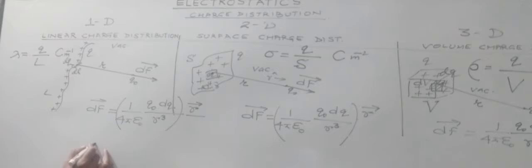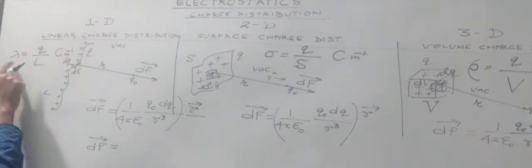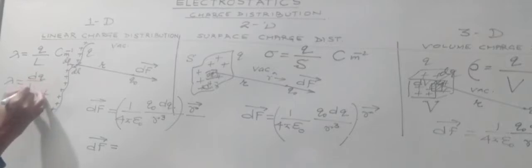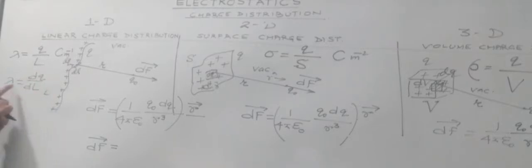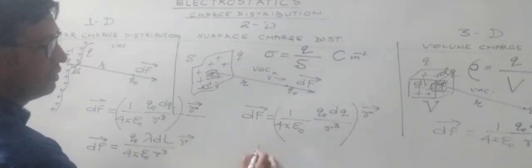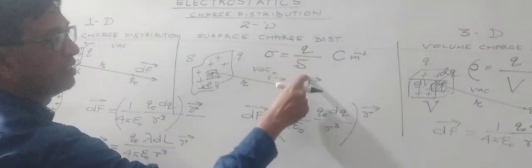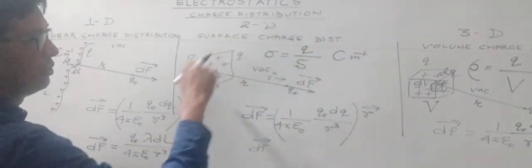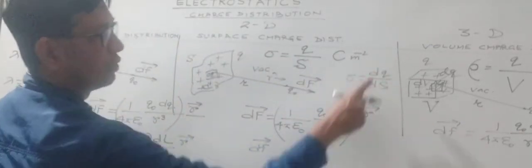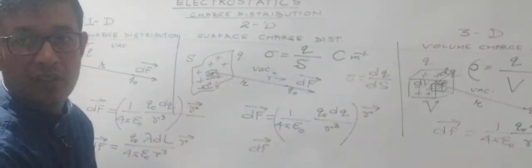So what we will do is, it can also be represented in terms of lambda. Lambda is Q by L. In case of elementary charge, lambda may also be written as dQ by dL. So dQ may be replaced by lambda into dL, right? So it can be replaced by lambda dL divided by 4 pi epsilon naught R cube R vector. Over here, this is surface charge density. For elementary charge dQ distributed in area dS, sigma may be written, in calculus, as dQ by dS. So dQ over here may be replaced by sigma into dS, right?